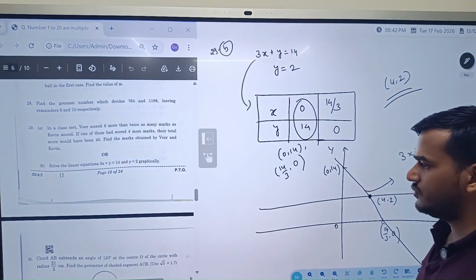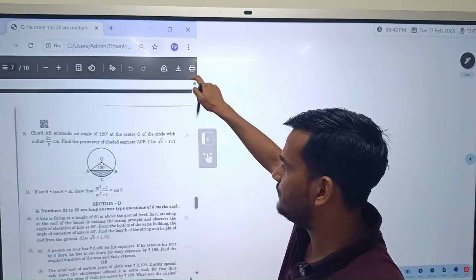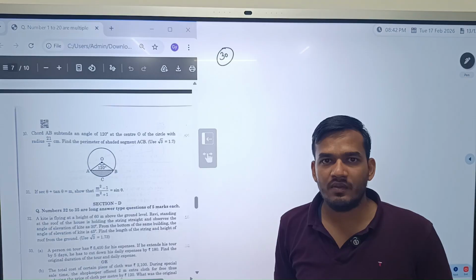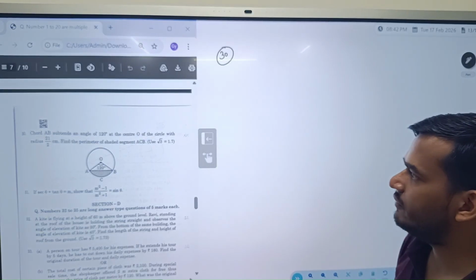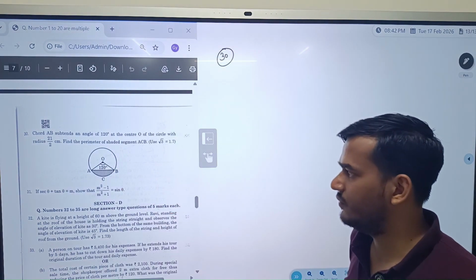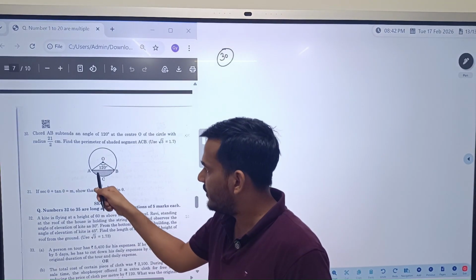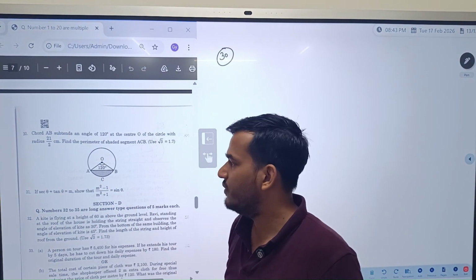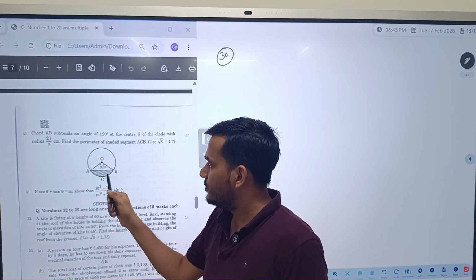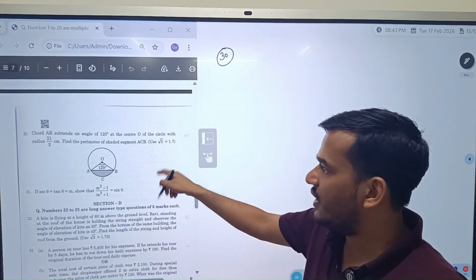Now the next question, moving to question number 30. Chord AB subtends an angle of 120 degrees. We have to find the perimeter of this shaded region. The perimeter of this shaded region contains this arc AB and the chord length AB. So we have to find both the chord length AB and the arc AB.